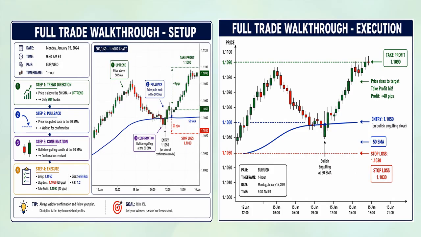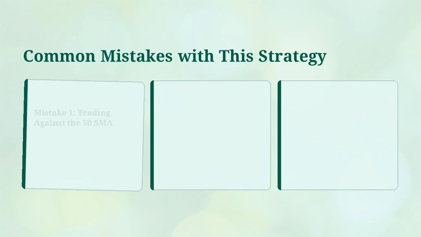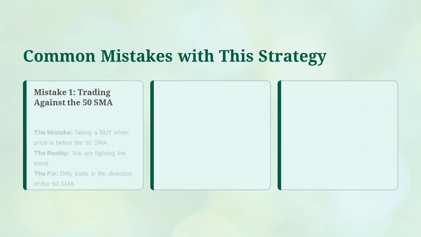Now what happens? Price continues in the direction of the trend, hits my take profit, and I'm out with a 40 pip profit. That's it. Simple, repeatable, profitable. Let me show you the most common mistakes traders make with this strategy, so you can avoid them. Mistake 1. Trading against the 50 SMA.